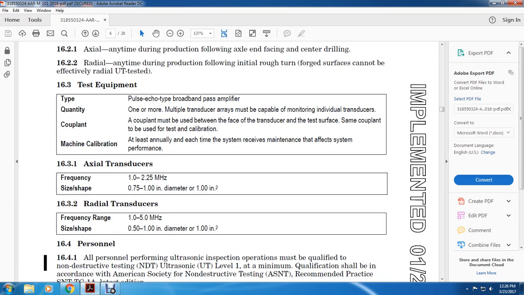16.3.1 Axle transducers frequency 1.0 to 2.25 megahertz. Size and shape 0.75 to 1 inch diameter or 1 inch squared. 16.3.2 Radial transducer frequency range 1.0 to 5.0 megahertz. Size and shape 0.5 inch to 1 inch diameter or 1 inch squared.